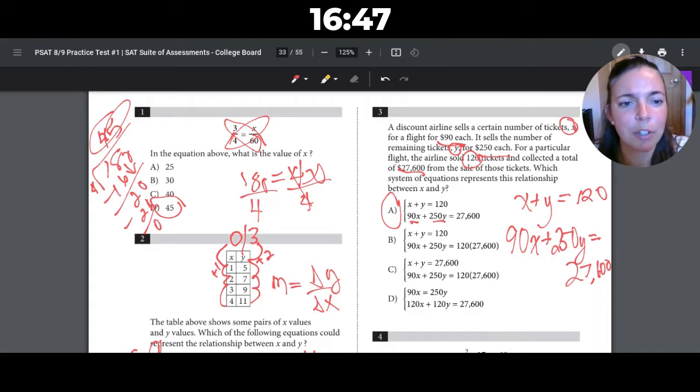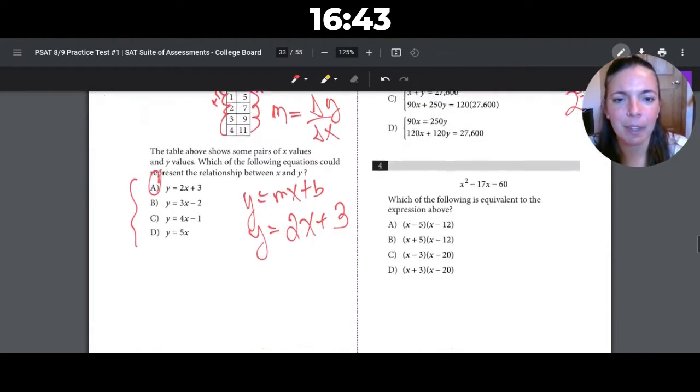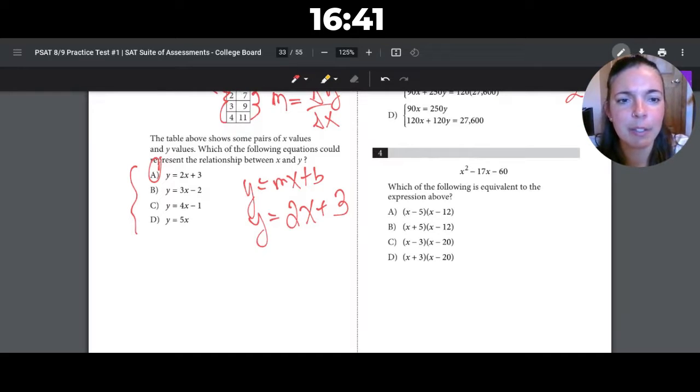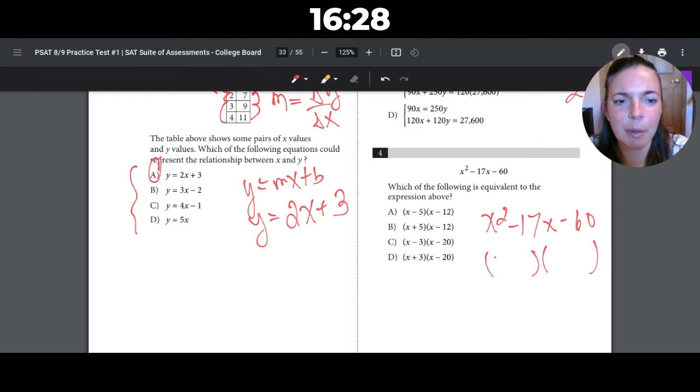Our x's and y's are attached to the right number, so I think we're good. 3 would be A. Okay, number 4, x squared minus 17x minus 60. Which of the following is equivalent to the expression above? So it looks like we need to factor here. I would try to use the product sum method.